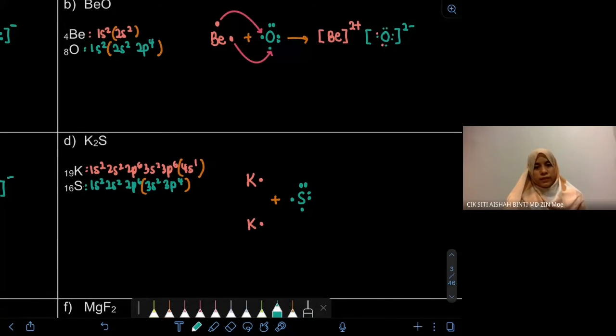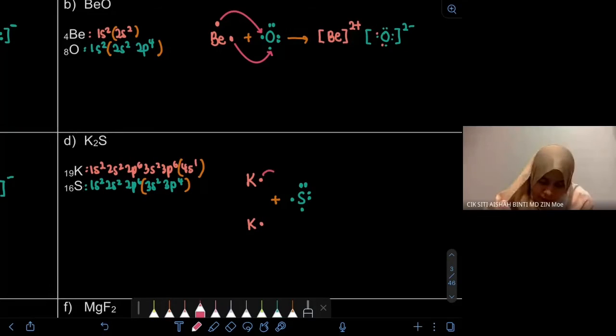Okay, so next. So as you can see, kita cukup 2 elektron. Potassium only have 1 valence electron. So kita tunjuklah. Satu share dekat sini.